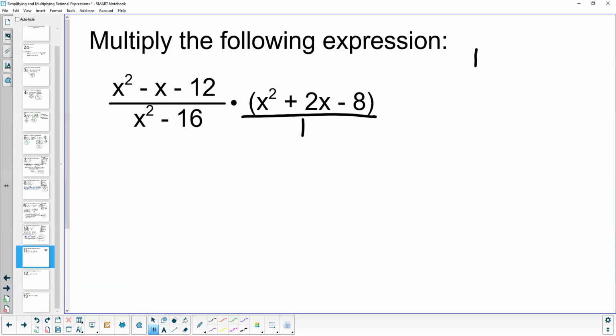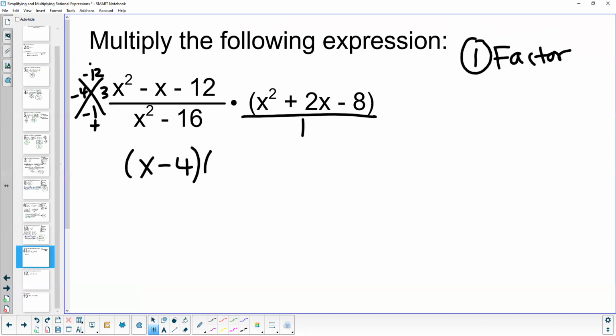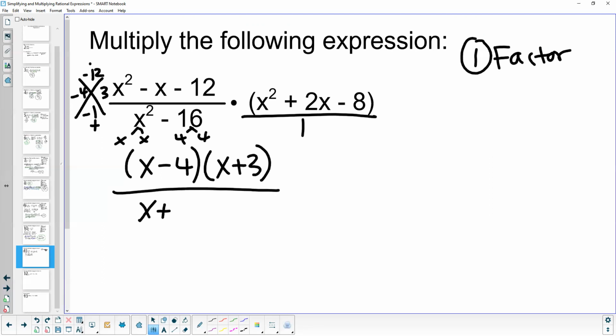So what we have here is now we want to run back through our steps. Well, let's go ahead and factor. So let's factor the top and bottom here. So the top, we're going to find two numbers that multiply to negative 12 and add to negative 1. That's going to be negative 4 and 3. So we end up with an x minus 4 and an x plus 3. Then on the bottom here, that's again a difference of squares. And so what we're going to do is we're going to end up with an x plus 4 and an x minus 4.